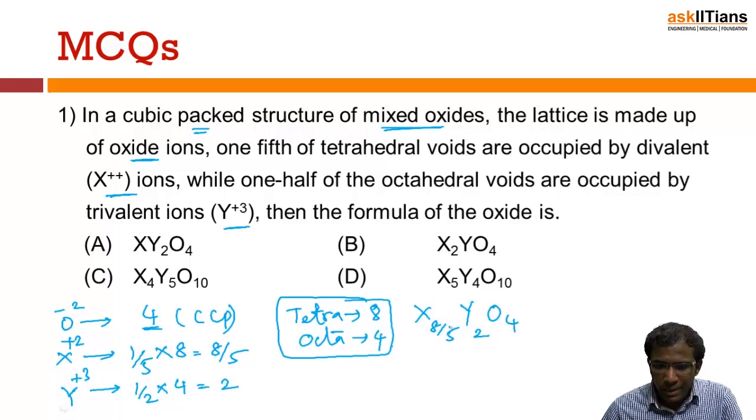So let's multiply this with 5 to get all these subscripts as integers. X 8, Y 10, O 20. Okay, you can simplify it further. You can write X 4, Y 5, O 10.